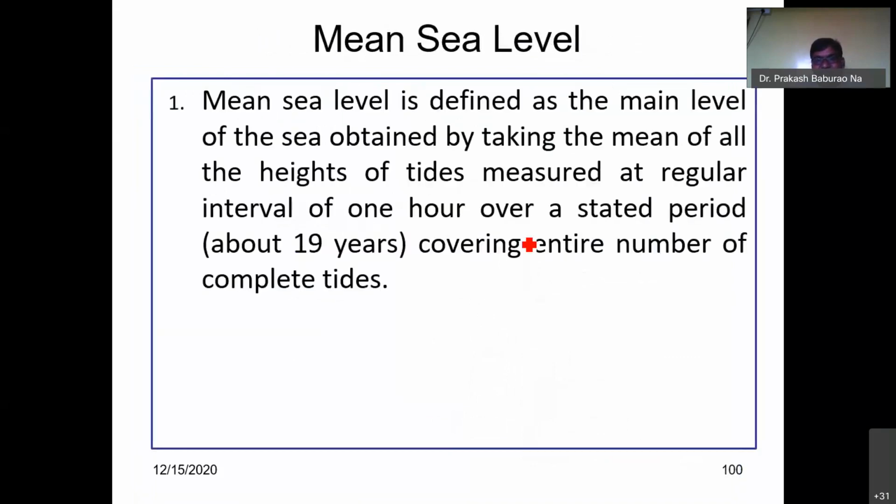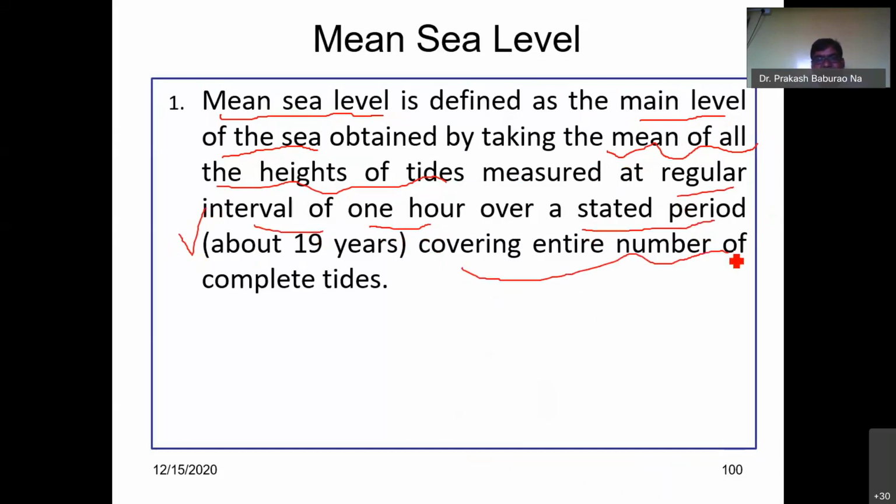Then mean sea level. Everybody knows this mean sea level, but how is it defined? The clear definition of the mean sea level is nothing but the mean level of the sea, obtained by taking the mean of all the heights of the tides. First of all, you take the mean of all the heights of the tides, measured at regular intervals of 1 hour over a stated period. And that period is about 19 years, covering the entire number of complete tidal cycles.